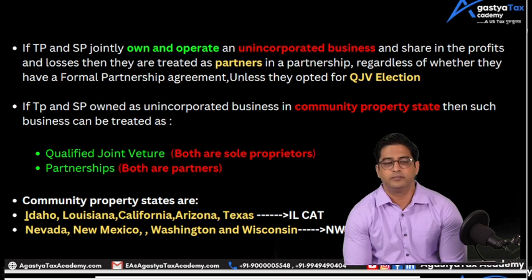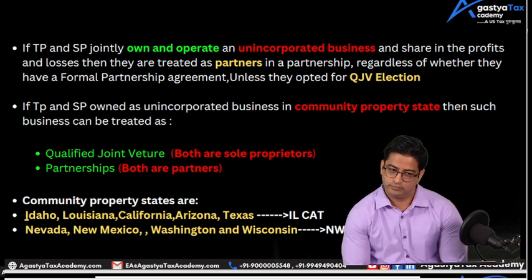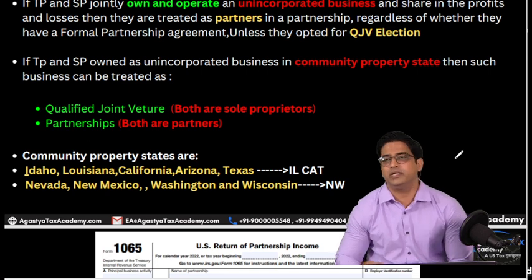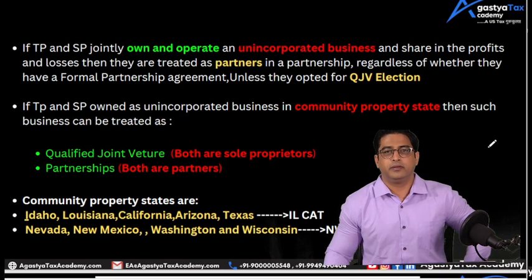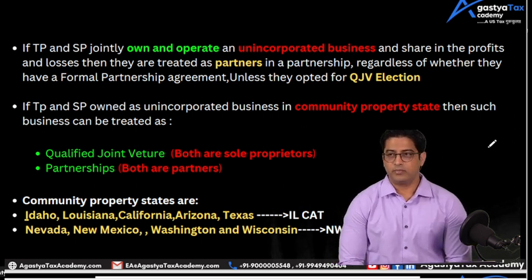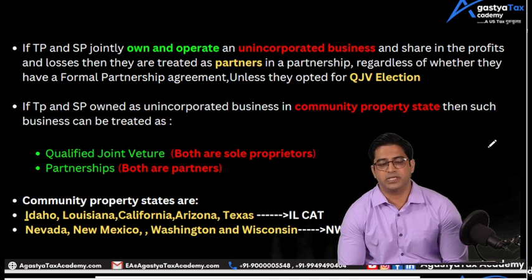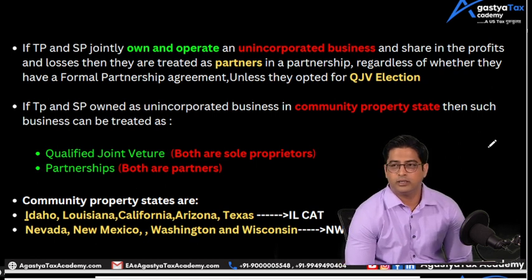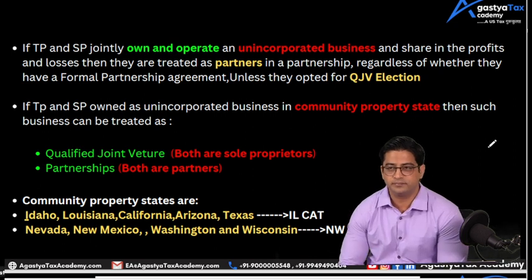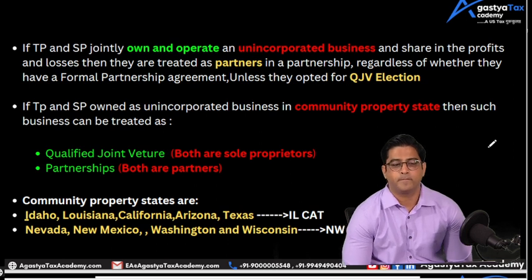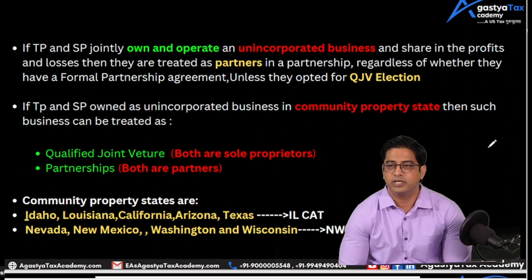If TP and SP own an unincorporated business in a community property state, then such business can be treated as a QJV, in brackets, if both are sole proprietors. Next, partnerships, if both are partners.